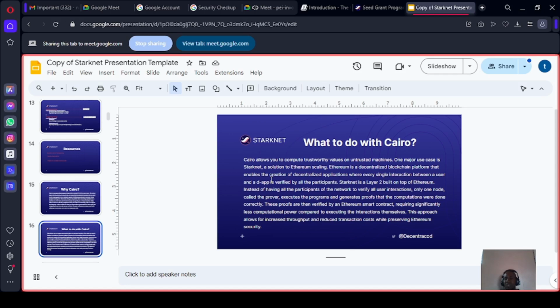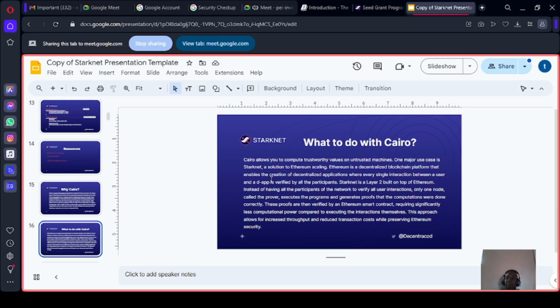Just to introduce Ethereum, Ethereum is a decentralized blockchain platform that enables the creation of decentralized applications where every single interaction between a user and a dApp is verified by all the participants. But Starknet is a layer 2 built on top of Ethereum. Instead of having all the participants of the network verify all the user interactions, only one node, called the prover, executes the programs and generates proofs that the computations were done correctly. That's the whole basis of STARK technology.